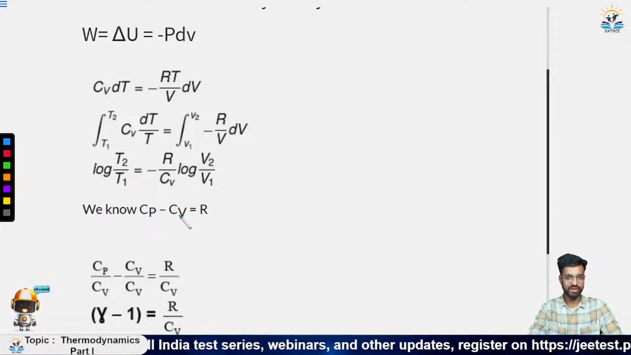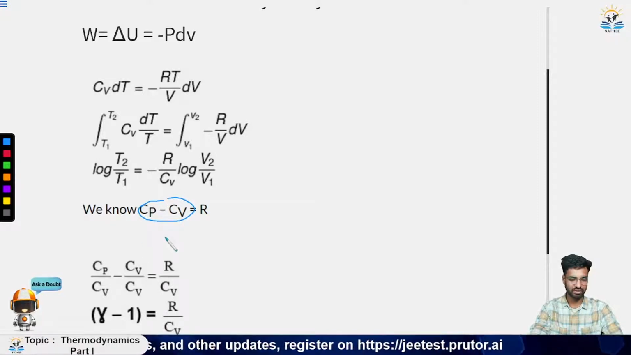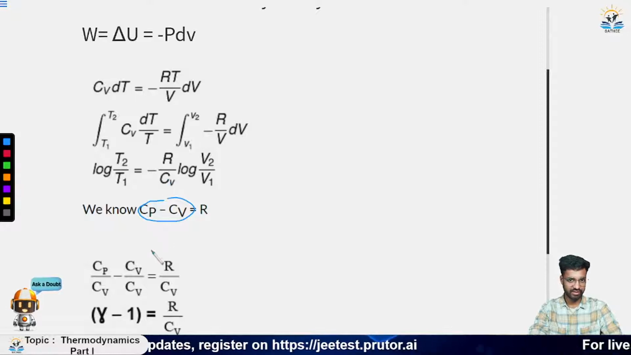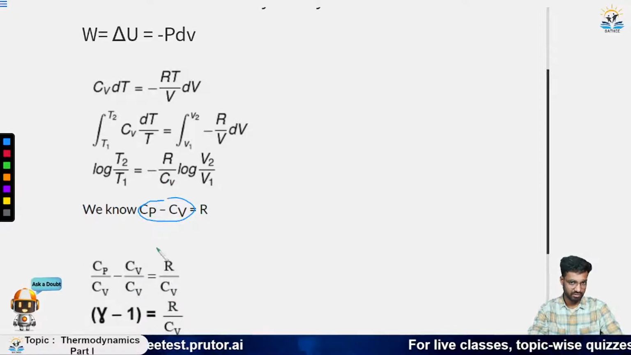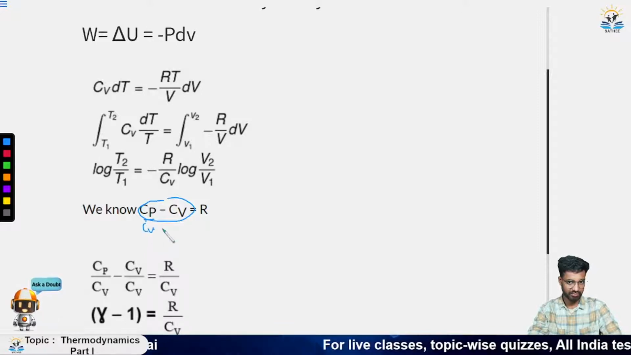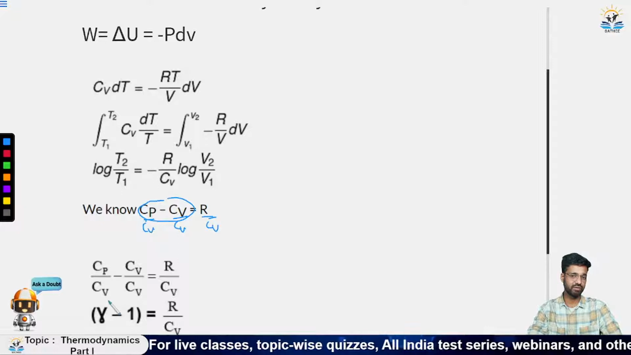Then we know that Cp minus Cv is equal to R. We replace R by this Cp minus Cv, and we divide this by Cv. Now Cp by Cv is equal to gamma.